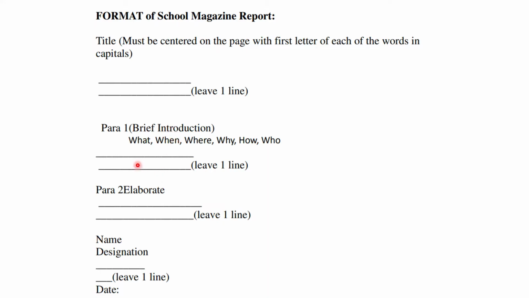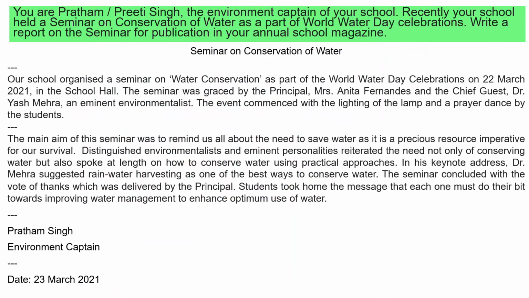Then you leave a line and you go into the second paragraph where you give details about the event. Who spoke? What was the message? If there was a competition, how were the rounds conducted? Okay, anything like that comes in the second paragraph. All the mostly unimportant details come into the second paragraph. Okay, then you will leave a line, then you write your name and designation just like you do for the notice. Then you leave a line and you will write the date. This is how you write a school magazine report.